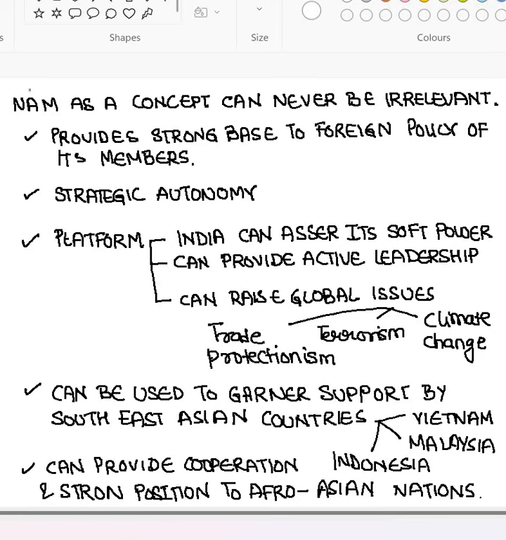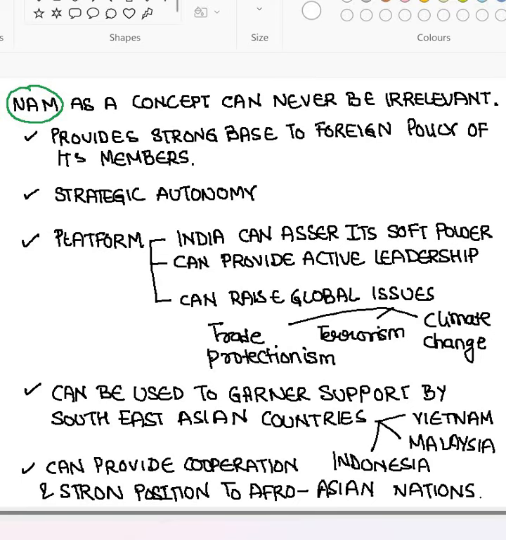Because basically NAM was decided, it was formulated. Why? To make sure that the developing countries or the poor countries or the small countries, at different multilateral platforms, they are independent. They can raise their voice. They can project their opinions without getting influenced by strong, dominant, developed nations. Okay. So NAM as a platform can never go irrelevant.